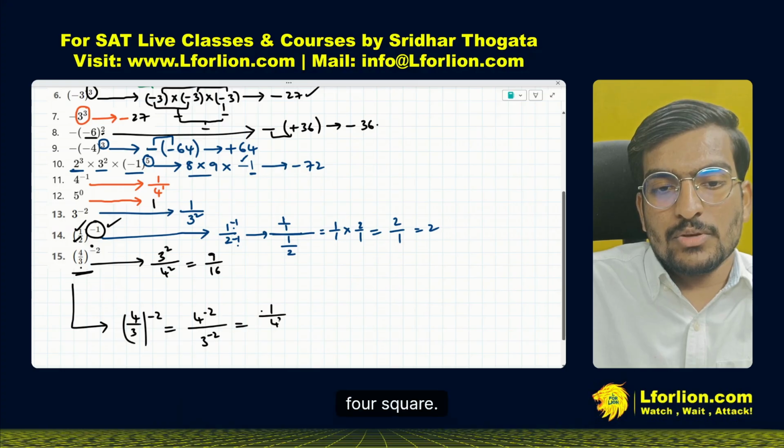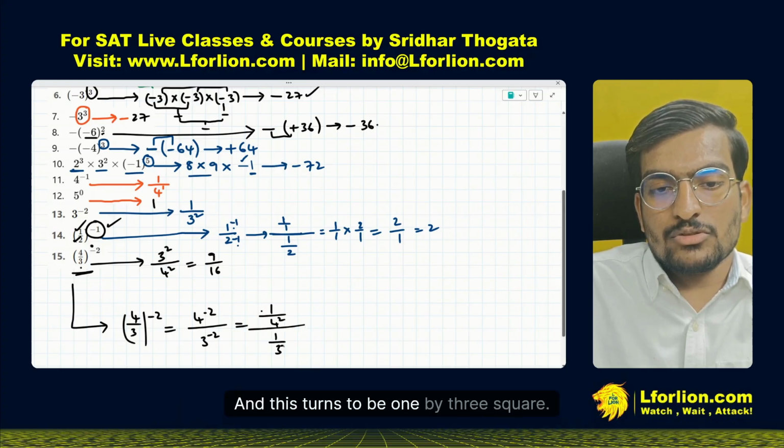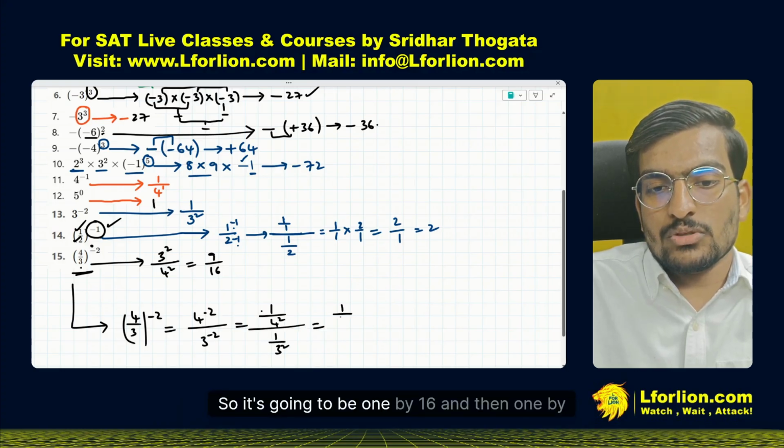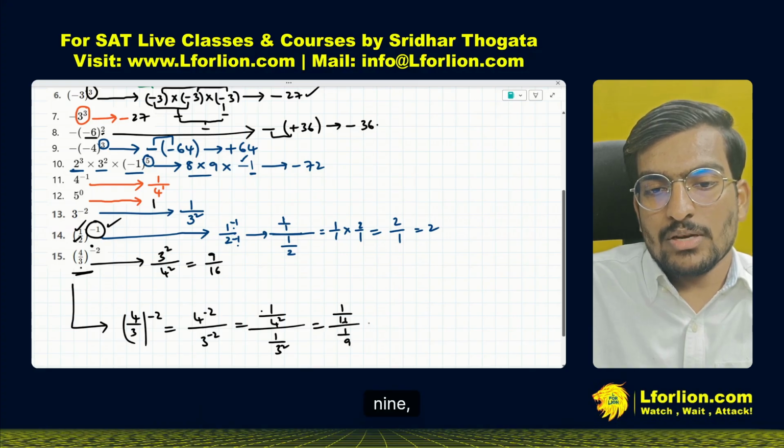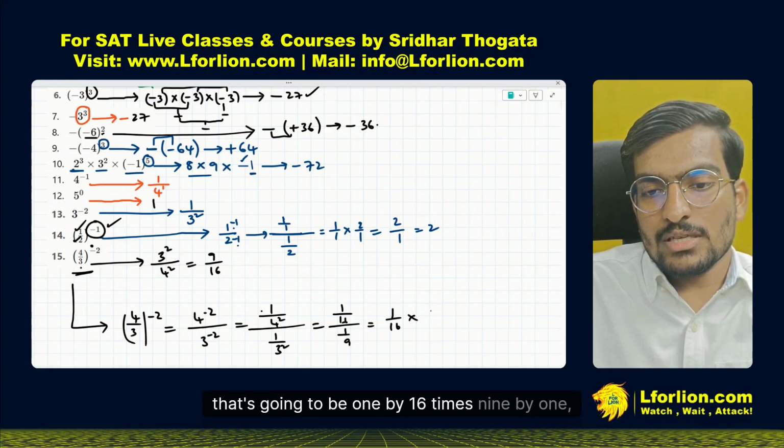This turns to be 4 squared and this turns to be 1 by 3 squared. So it's going to be 1 by 16 and then 1 by 9. That's going to be 1 by 16 times 9 by 1. That's going to be 9 by 16.